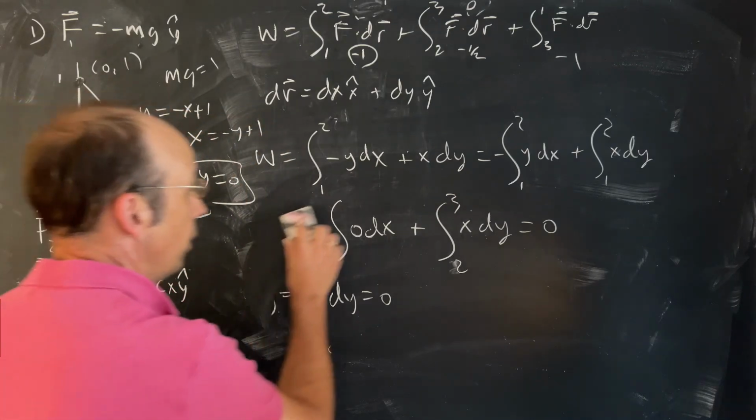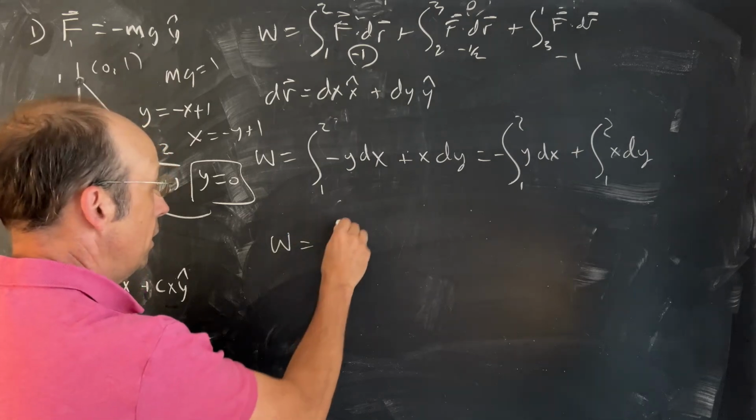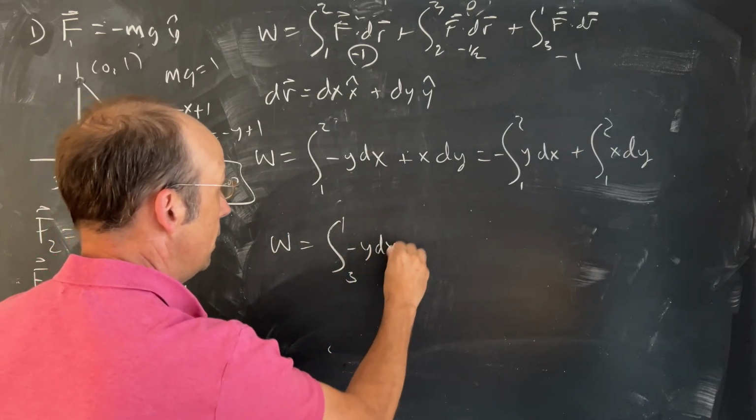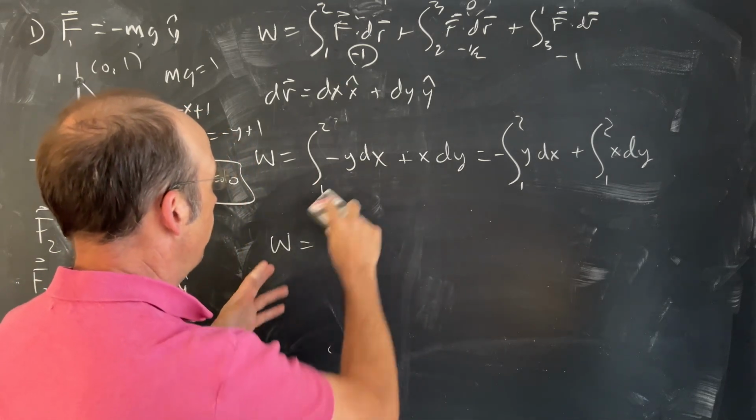Now let's do work 3. Again, we have to evaluate the limits from 3 to 1 of negative y dx. Let's just put it in there. Okay. So I still have this. I'm going from 3 to 1.